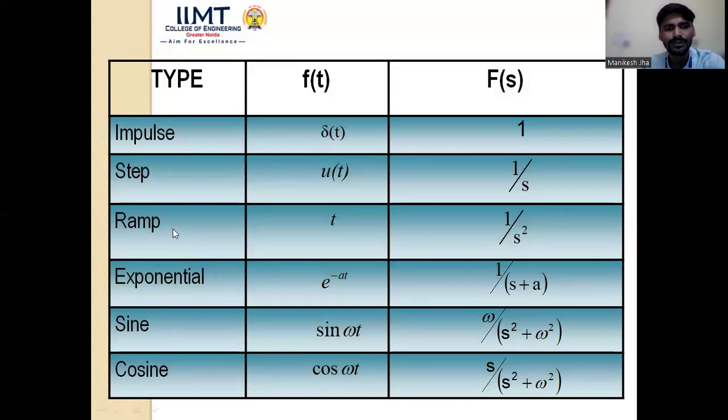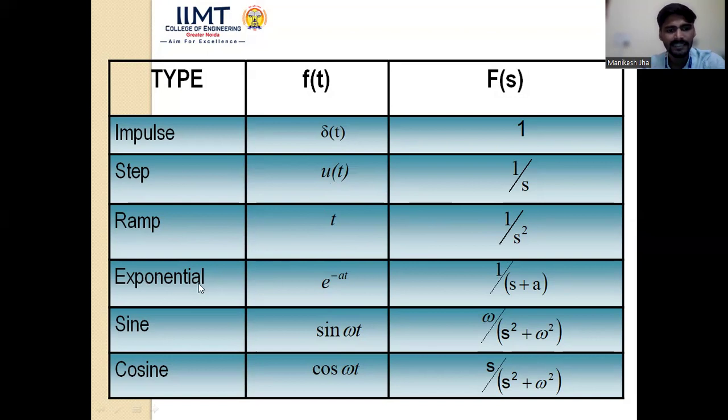Similarly, the next one is the unit ramp signal. The unit ramp signal is represented as r(t), and r(t) is nothing but t u(t). The ramp signal is similar to a triangular signal. So this is represented as t u(t). The Laplace transform of the ramp signal is 1 upon s squared.